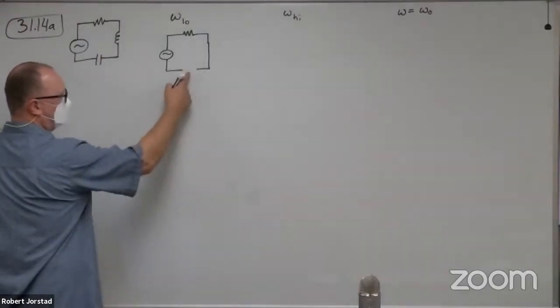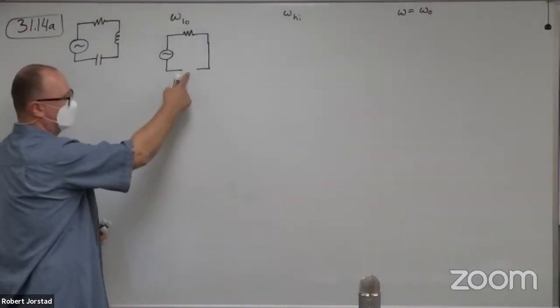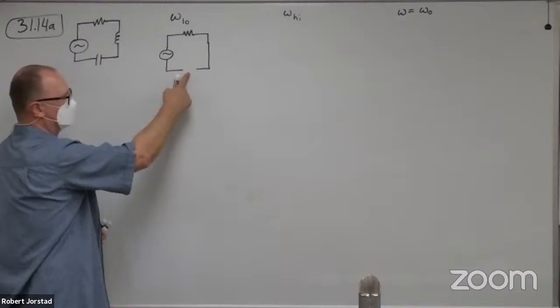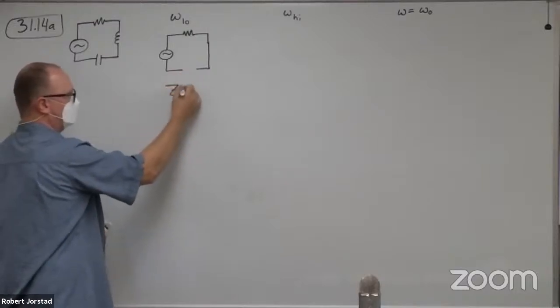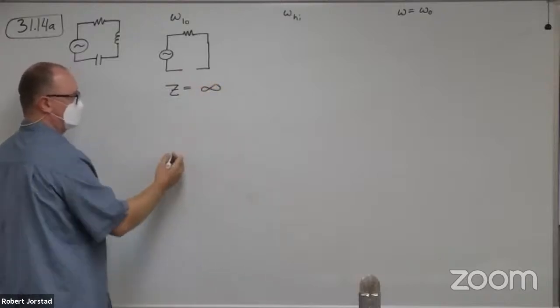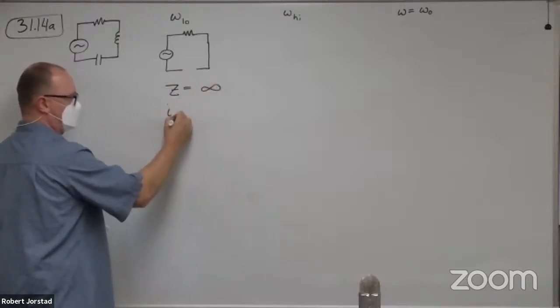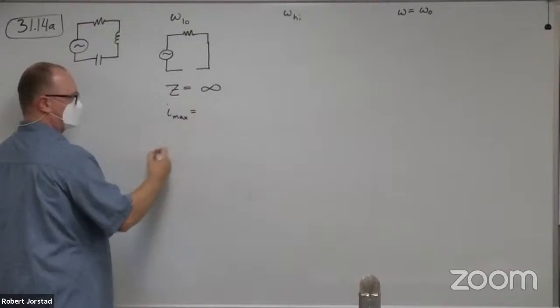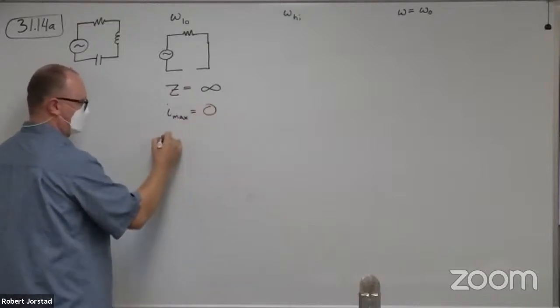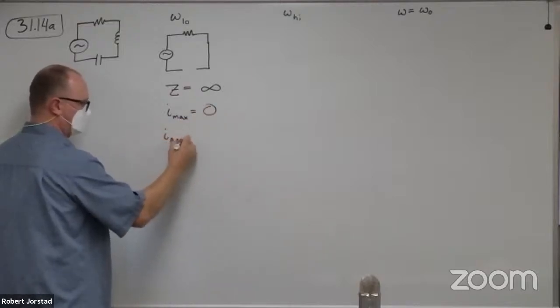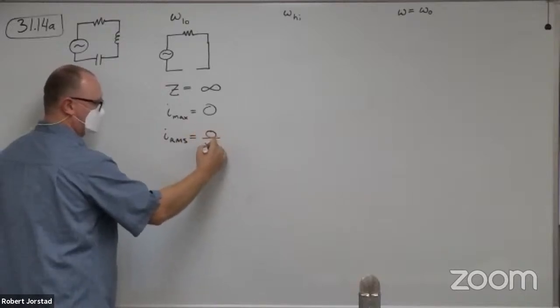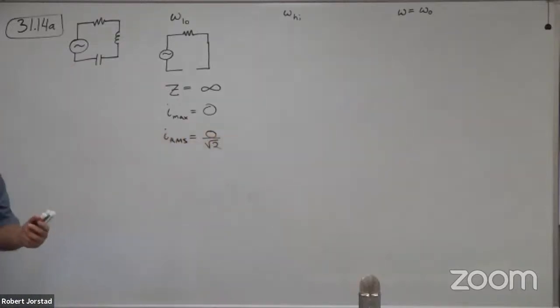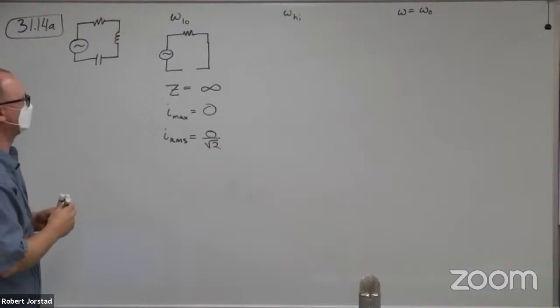If you have a break in the circuit, does it have a little bit of ohms or a lot of ohms? So Z equals infinity. Said another way, what's Imax? 0. What's IRMS? 0 over root 2. Everybody cool with that? Just making sure we got that one.